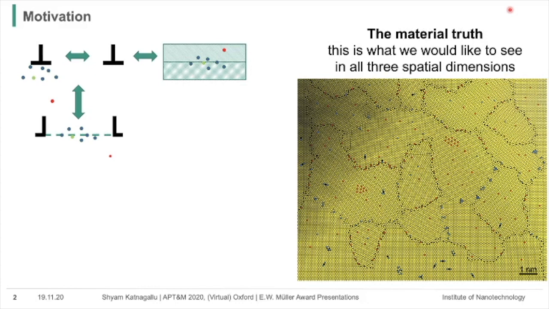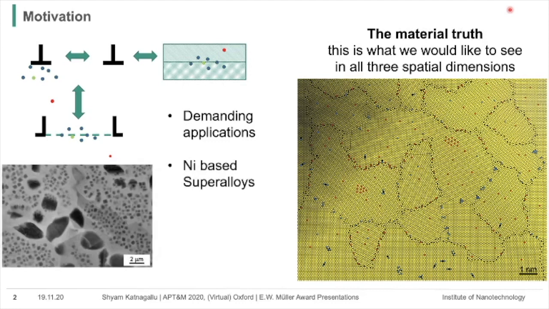So understanding this and knowing these things down to the atomic scale, especially in all three spatial dimensions, is very important when we are looking at demanding applications. Because especially in critical applications, knowing these things can matter a lot. For example, nickel-based superalloys, they are used in jet turbine blades in jet engines, and they are usually engineered so that they can survive really high temperatures and high stresses.